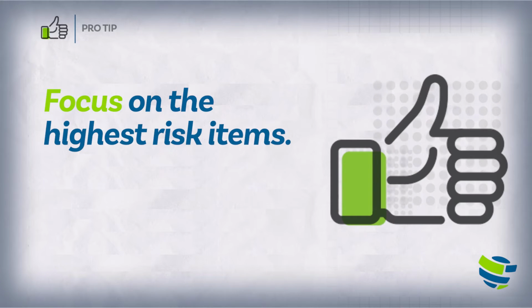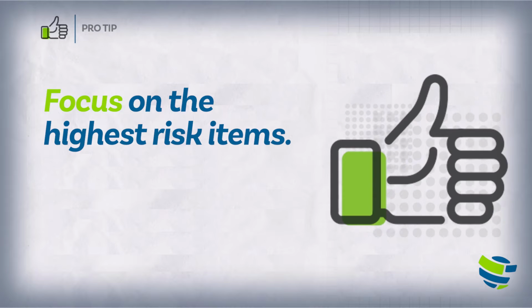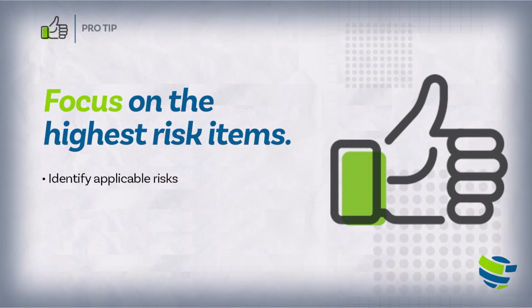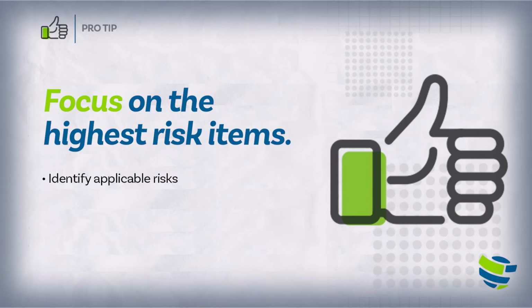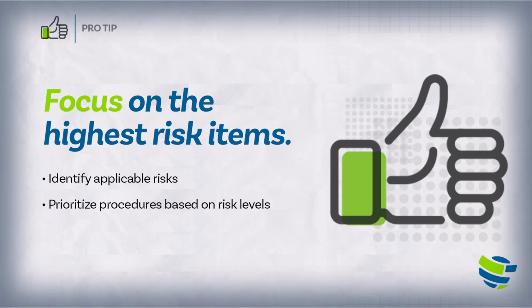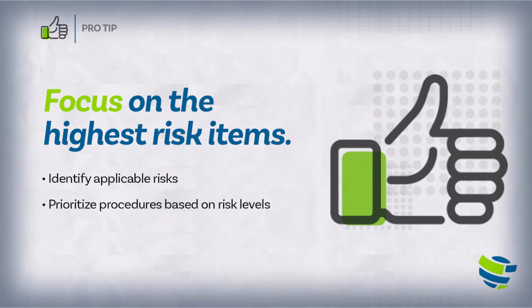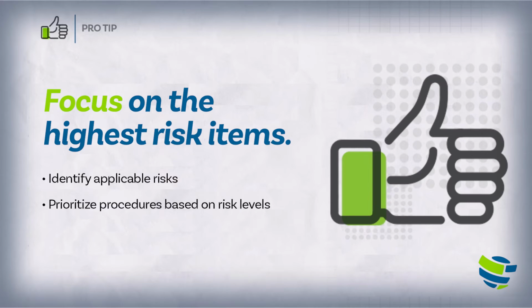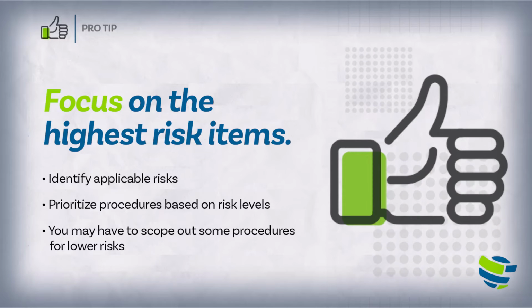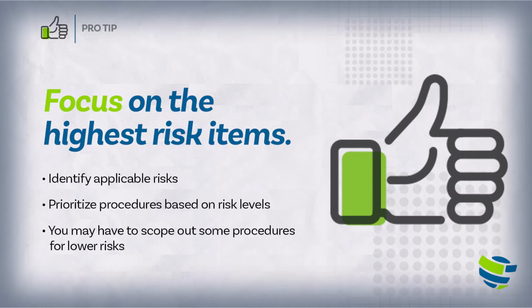Focus on the highest risk items. When developing an audit procedure, you'll need to identify and assess all relevant risks. Knowing the risk involved will help you to prioritize what procedures you decide to scope into your audit and which ones to leave out. Considerations such as timelines and budgets may cause you to scope out some procedures that focus on a lower risk area.